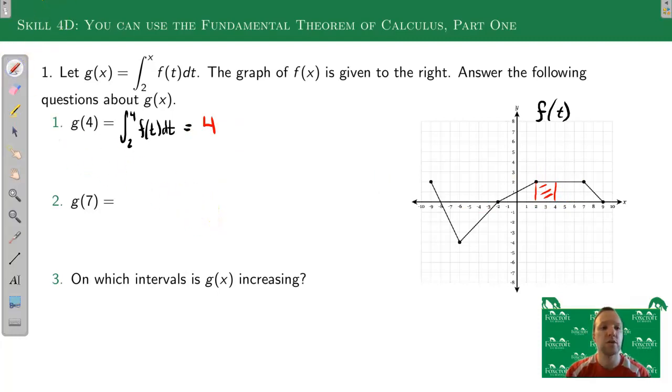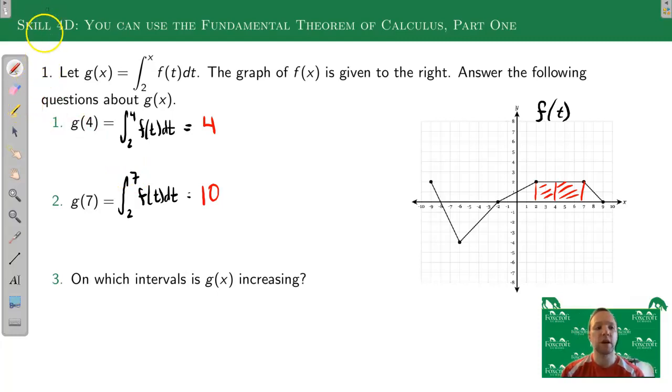All right, the next question, very similar. Integral from 2 to 7. Again, I'm just replacing that x up there with 7. And it just finds the area from 2 to 7. So I just have to tack on some extra stuff at the end of this, all the way to 7. But this is still just a big rectangle, which is 2 by 5. So the answer is 10.